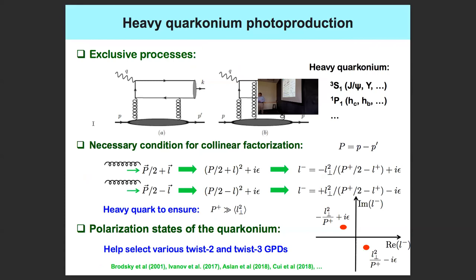Other processes, sure, really extract the amplitude as if it were physical. You can do the exclusive case. You can do it at the amplitude level. If you can factorize it, or you put the cross section together, they also factorize. That's fine.